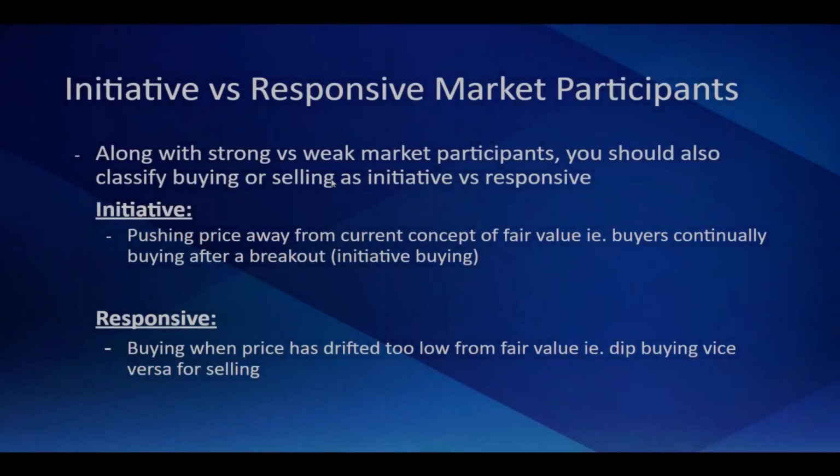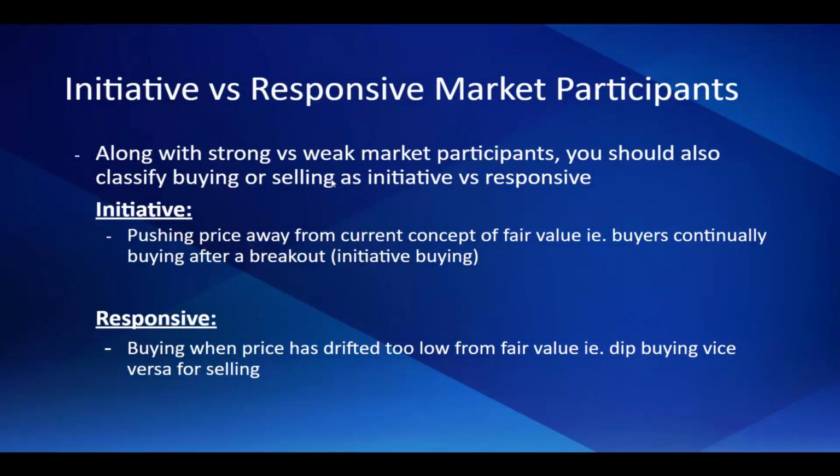So along with our concept of strong versus weak market participants, we should also be looking at the buying and selling that's occurring in the marketplace as either initiative buying, responsive buying, or initiative selling, or responsive selling. Okay? So initiative, that's when price is pushing away from our current concept of fair value. So that's when there's a breakout occurring at a strong resistance level, and there's continual buying and prices moving away from value. That's initiative buying that's occurring in the marketplace.